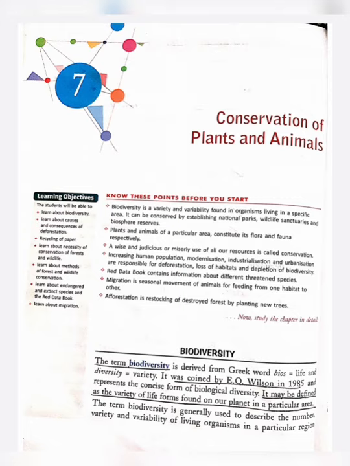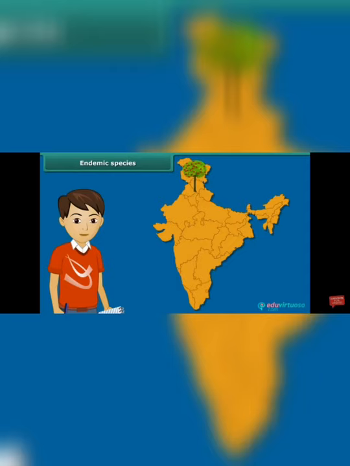Biodiversity means the variety of life forms found on our planet in a particular area. Biodiversity has arisen because of the varied climatic zones. The climate determines which type of plants and animals will survive and flourish in a particular region.